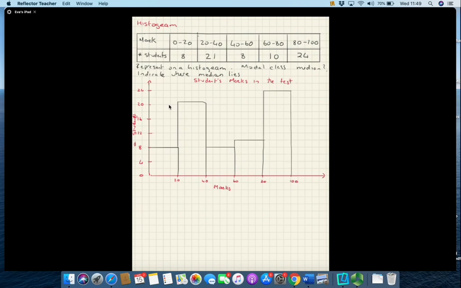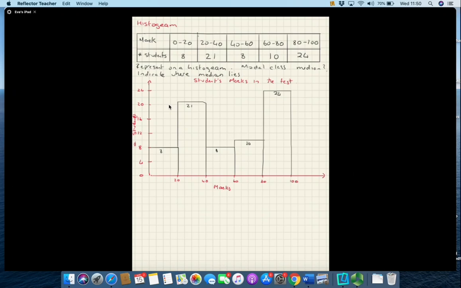Okay, what I tend to do then, even though it's not required, is I just put the values in here. Again, just as a visual, because it's easy then to see the frequency for each column. Okay, so that's my data represented on a histogram.